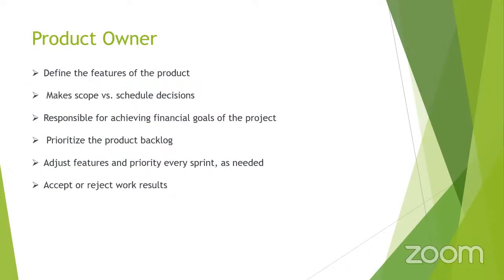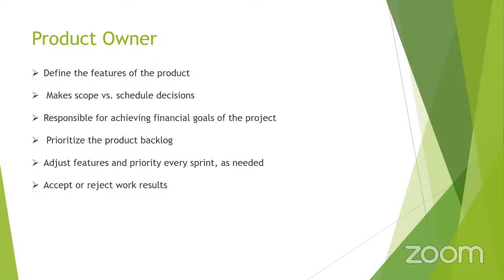So when we talk about the product owner, what does the product owner do? He defines the features of the product and he gives the scope. He makes the scheduling decisions also. He will say that this task needs to be completed at this time, then we are going to work on that. And he's responsible for achieving the financial goals. He prioritizes the product backlog, adjusts the frequency of every sprint, and accepts or rejects the work result.